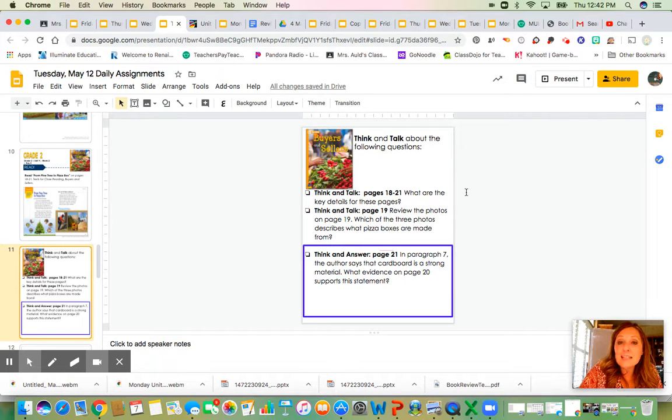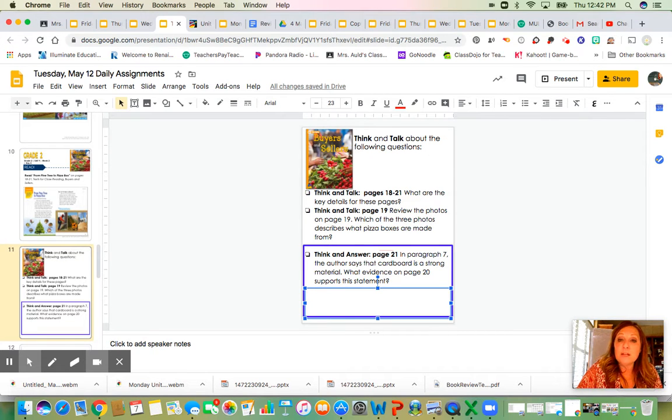And then the last one is actually the one that you need to type on, and you're going to type up your answer down below. This one is a think and answer. Okay, so on page 21, paragraph 7, the author says cardboard is a strong material. What evidence? What text evidence? What proof can we pull out of the text? What evidence on page 20 supports this statement? So we're going to have to look for that.